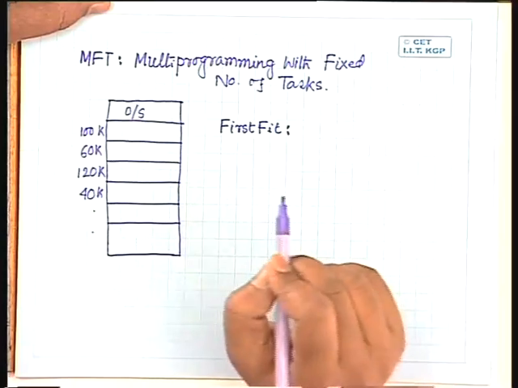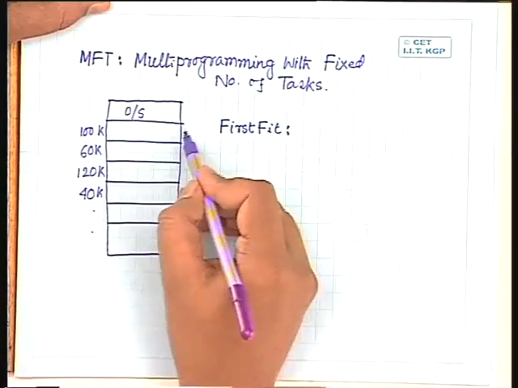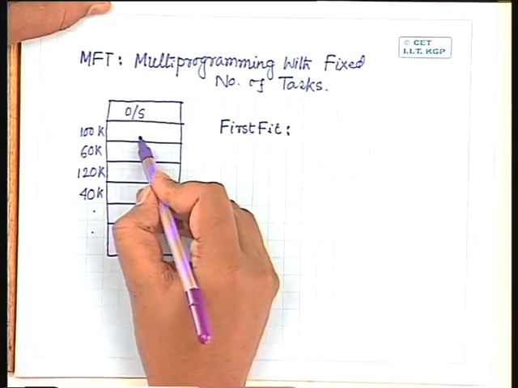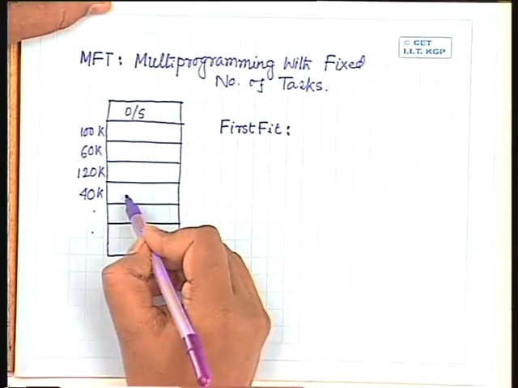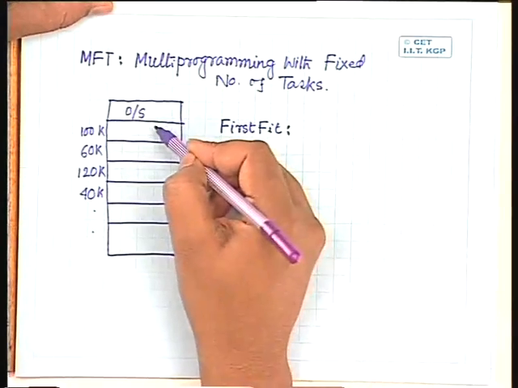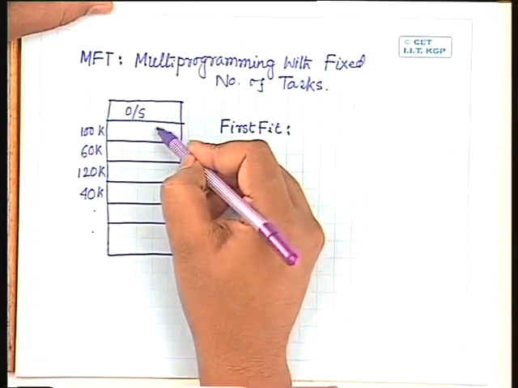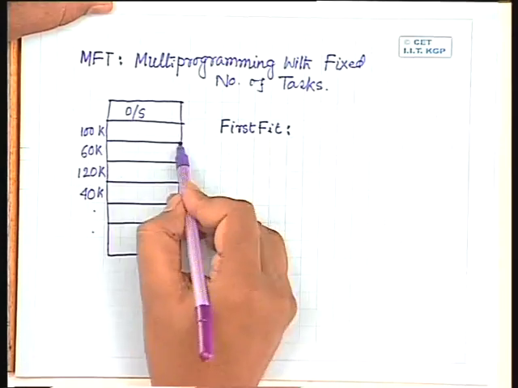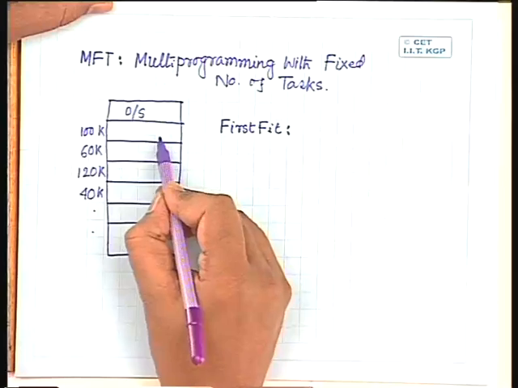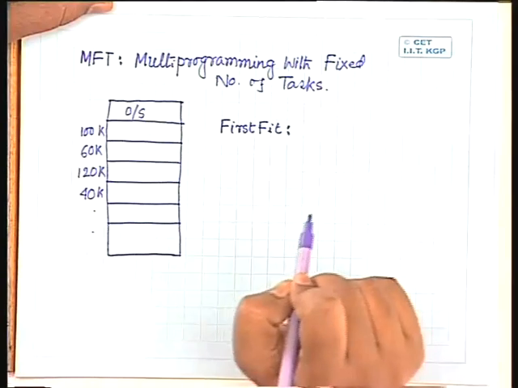But what is the disadvantage? Wastage of memory. Suppose this 100 kilobyte partition is free, a 40 kilobyte partition is also free, and I have a job whose size requirement may be, say, 39 kilobytes. Because I am scanning the entries in the table starting from the beginning, I find that this is 100 kilobytes, which is more than the size required, and it is also free. So this 100 kilobyte partition will be given to the job.